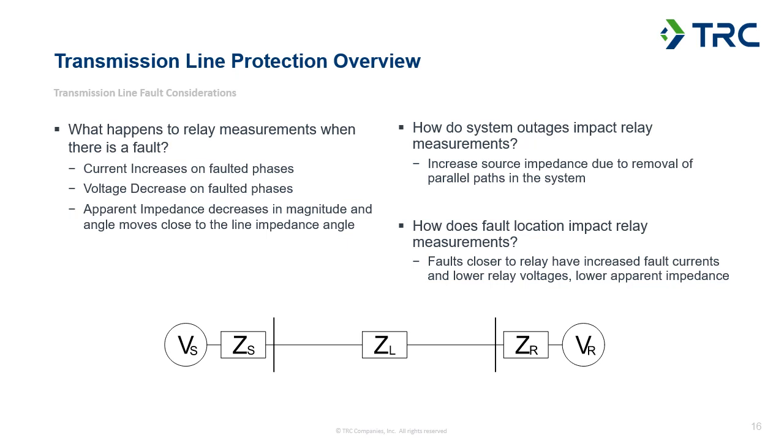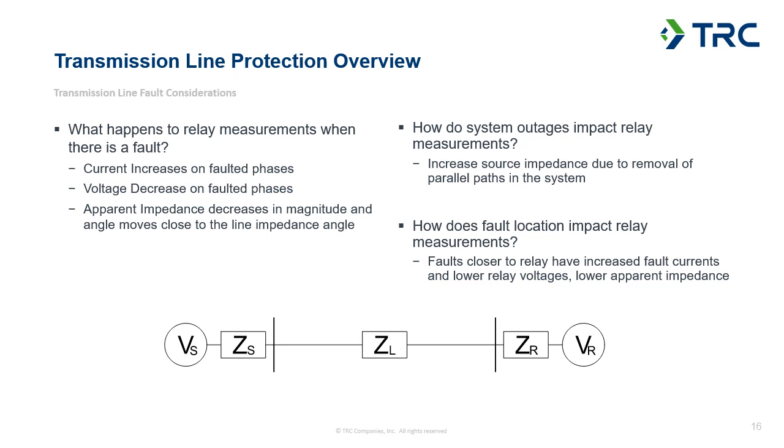One is the magnitude is going to decrease. So the magnitude of the measured impedance is going to go from something equivalent to the load current to something equivalent to this much higher fault current. And the angle is going to move as well. So it's going to move from a typical load region, which is generally a phase angle in the plus or minus 30 degrees off the resistive axis.